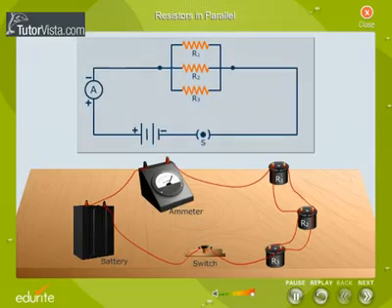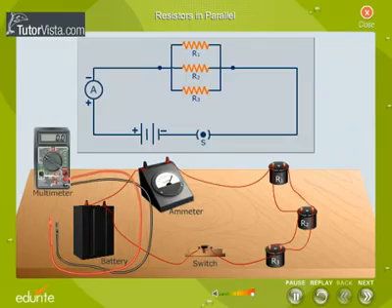Let us calculate the effective resistance of the circuit. Consider three resistors R1, R2 and R3 connected such that the resistors have common positive and negative terminals, as shown here. The resistors are connected to a cell through an ammeter.